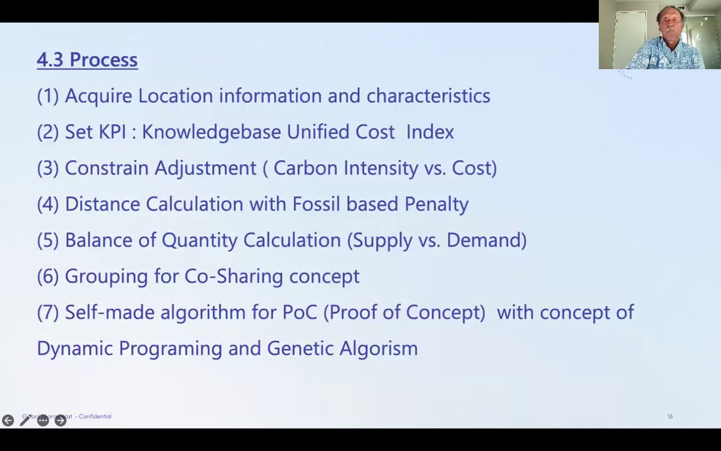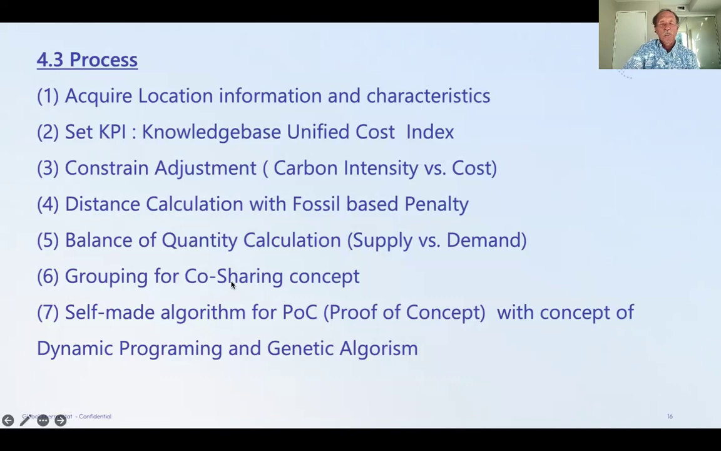This is the entire system architecture. The process is to acquire the location information, set a KPI by a knowledge-based unified cost index. This is critical. Then the constraint adjustment and the distance calculation by fossil-based penalty. If we use fossil-based electricity, we need to add a penalty on that. Then the balance of quantity calculation: to operate the DAC, how much CO2 is needed, how much electricity is available, all kinds of balance of quantity calculation are needed.